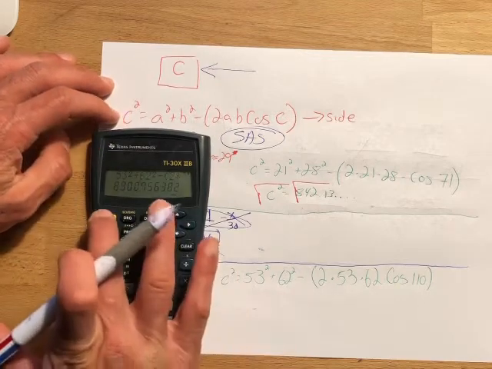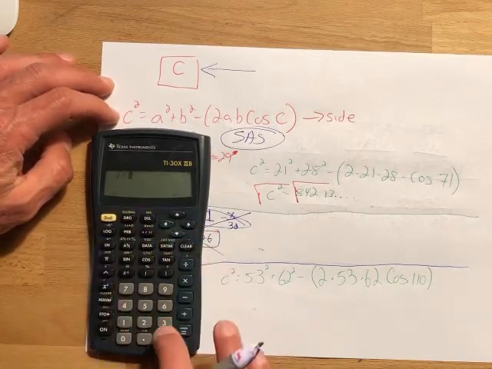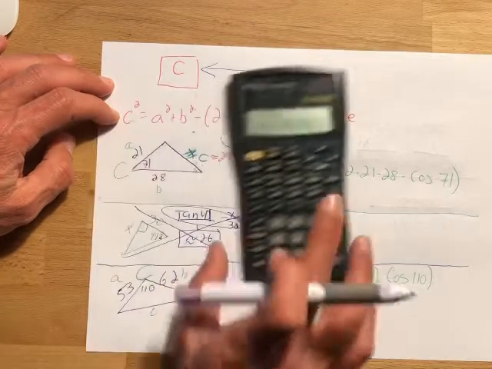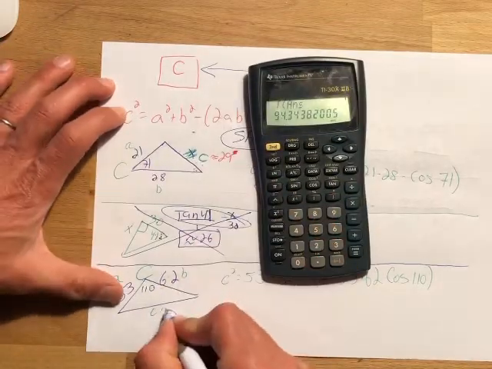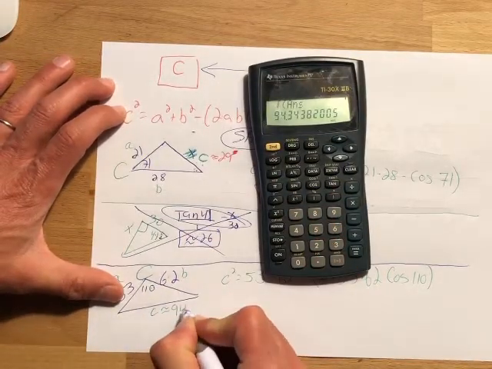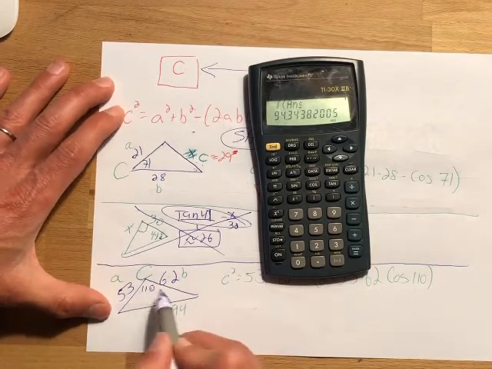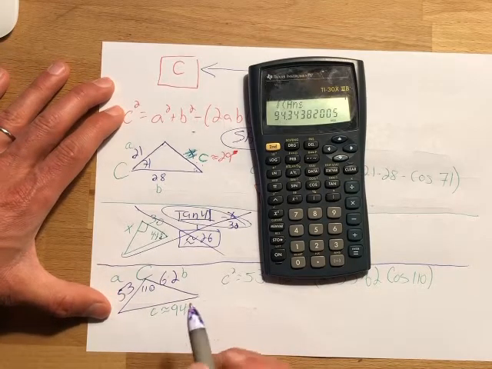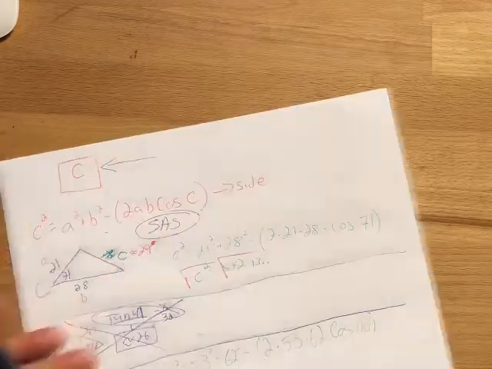Now I'm going to square root my answer. And my answer is 94, which is about right because this is your biggest angle, so this is going to be your biggest side. Okay. Now the very last part of this, if you go down in the notes, is finding an angle.